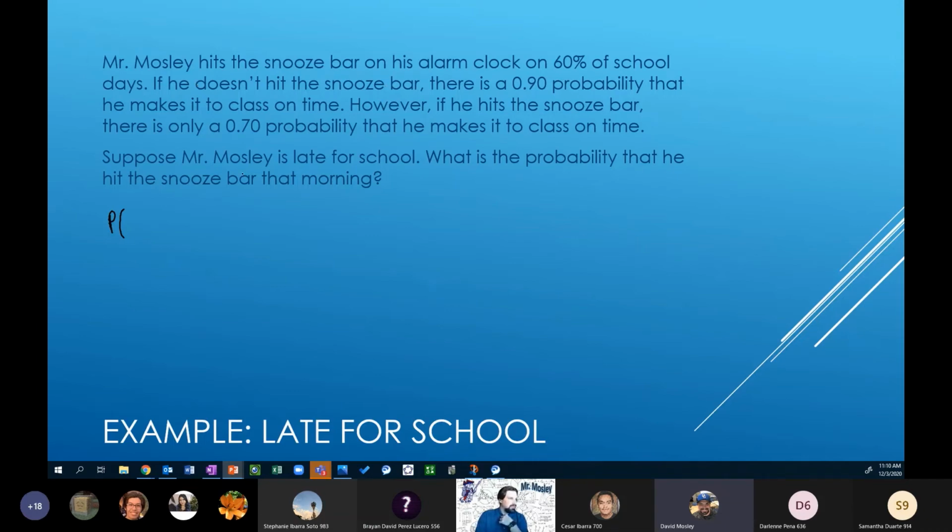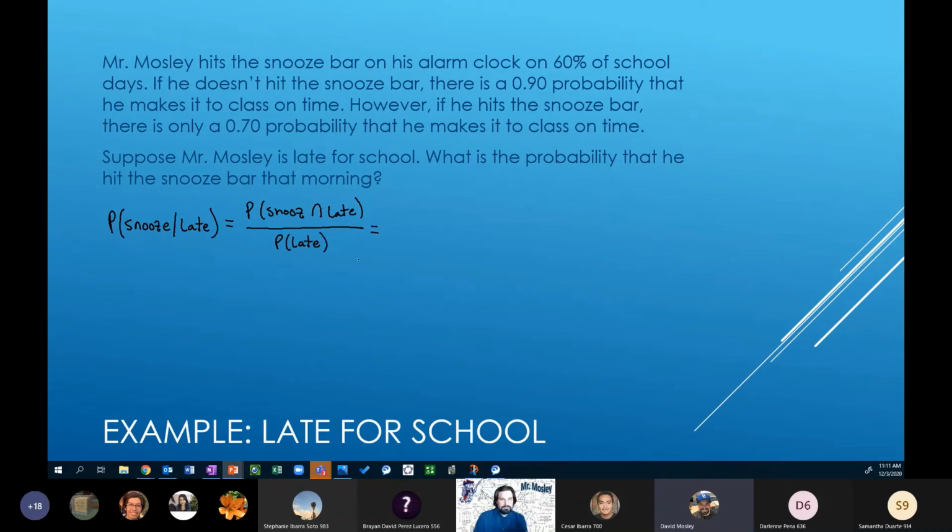Sorry, the given is that I'm late for school. So we need the probability of snooze given I was late. Now we go back to the previous lesson where we talked about the conditional probability rule, and that says this needs to be equal to the probability of hitting snooze and being late divided by the probability of being late.